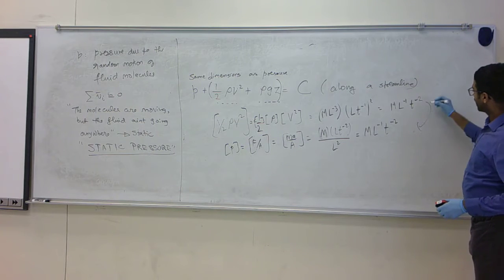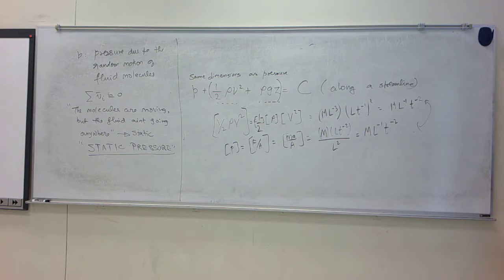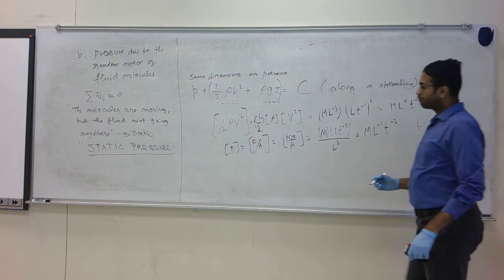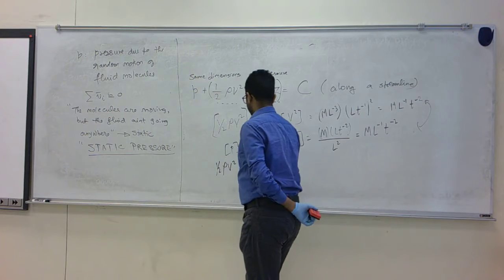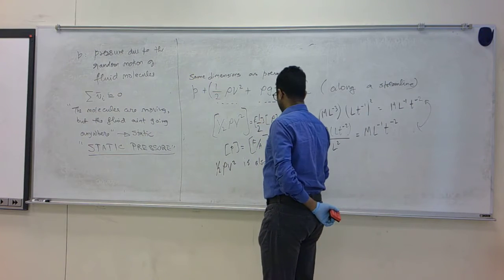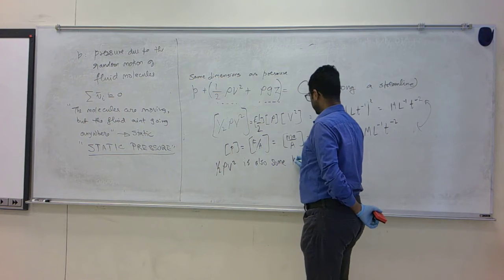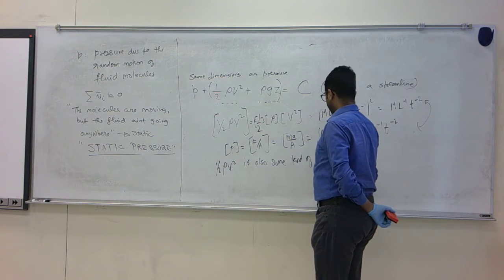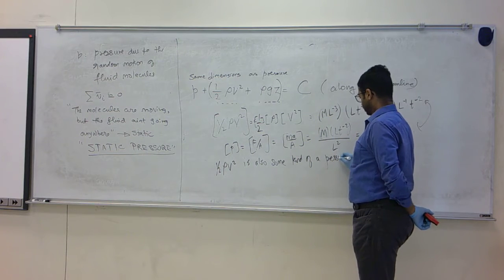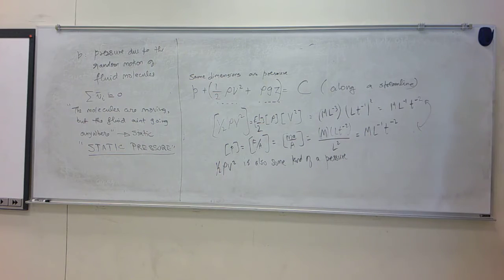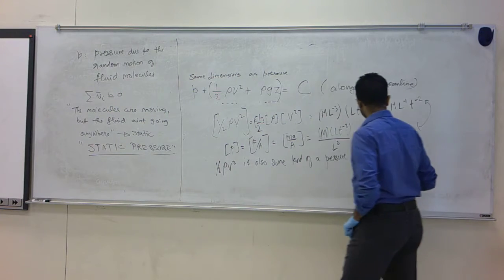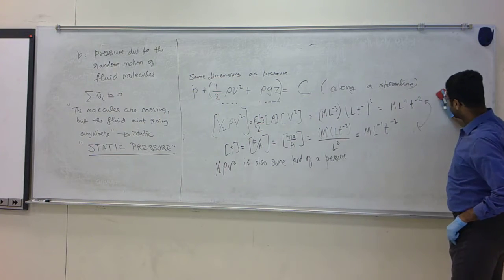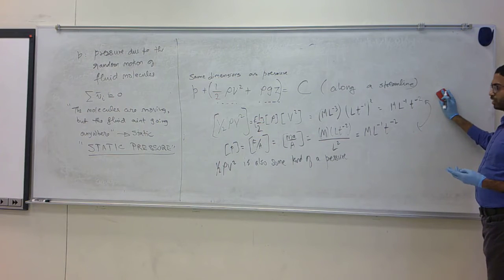So these both have the same dimensions, which means half rho v squared is also some kind of pressure, and we'll see what that kind is. So if you have a flow, I'm going to erase this part where we discussed the dimensions.